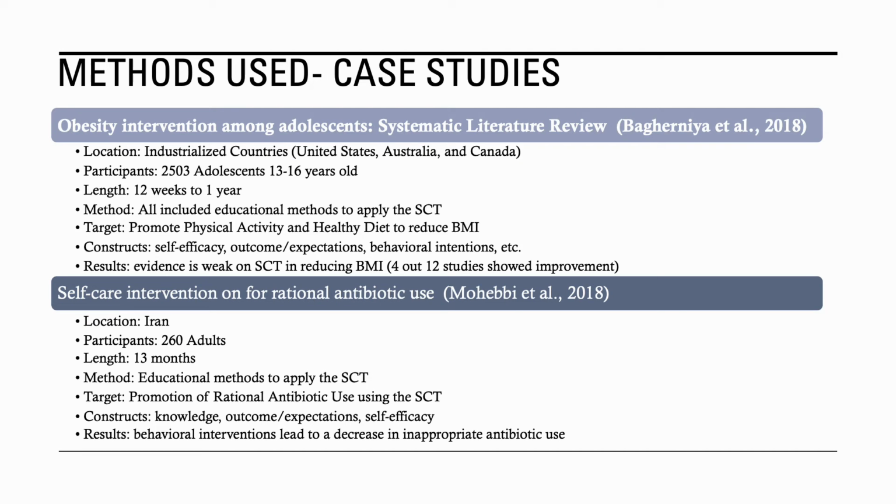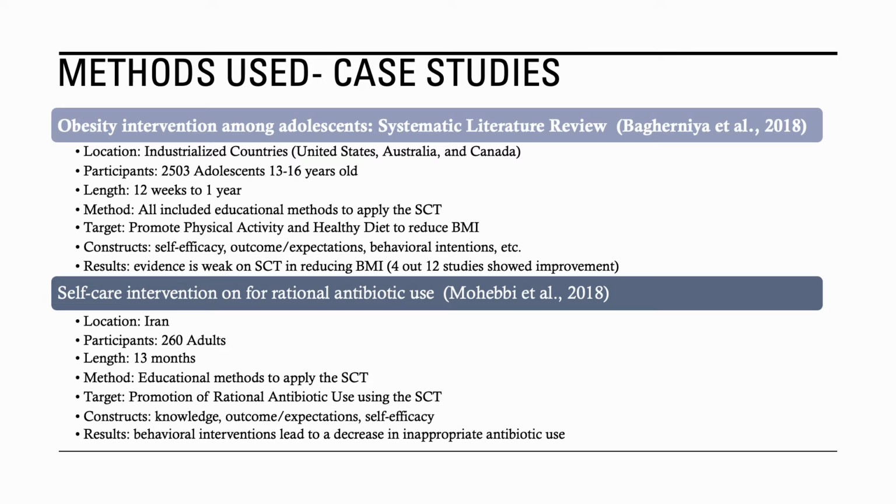To better understand the social cognitive theory and how it can be applied to a health program intervention, we will be looking at a couple of case studies that incorporated this theory and see what results they achieved using it. The first case study is an obesity intervention that was done amongst adolescents ages 13 to 16 living in industrialized countries, specifically the United States, Australia, and Canada. The main goal in all the studies that were done in this article was to promote physical activity and healthy diet in order to reduce BMI.